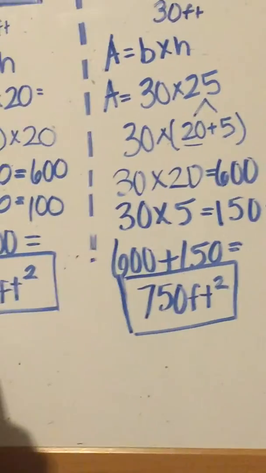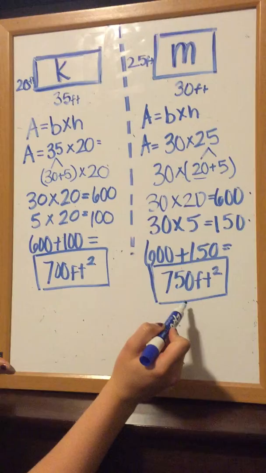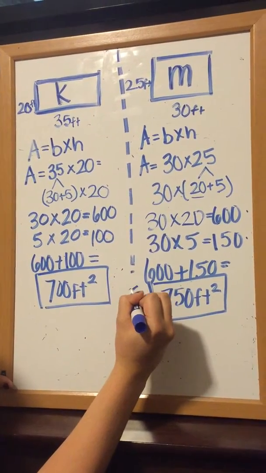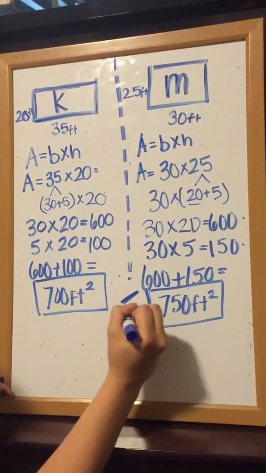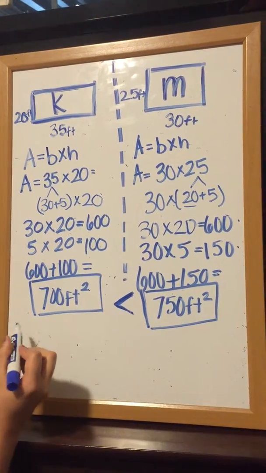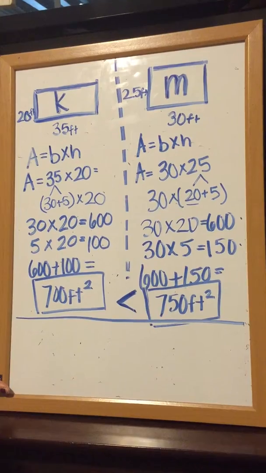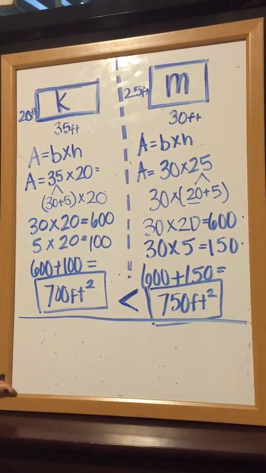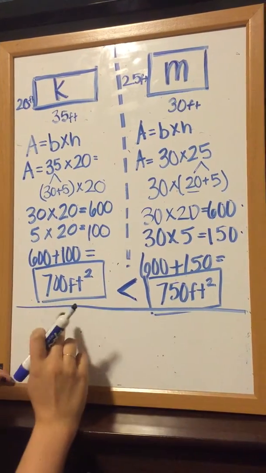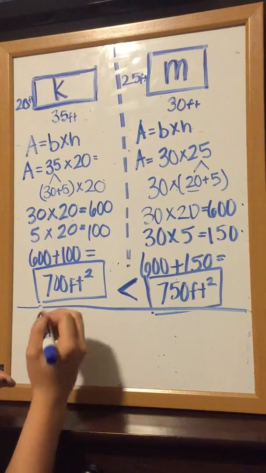Now, since Carl's garden is 700 feet and McKenna's garden is 750 feet, the area of McKenna's garden is larger than the area of Carl's garden. To find the difference between McKenna and Carl's garden, we have to use subtraction. Since McKenna's garden is bigger than Carl's garden, the area of her garden will go first in our problem.